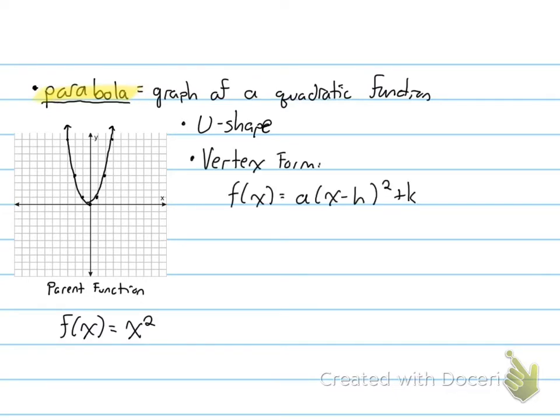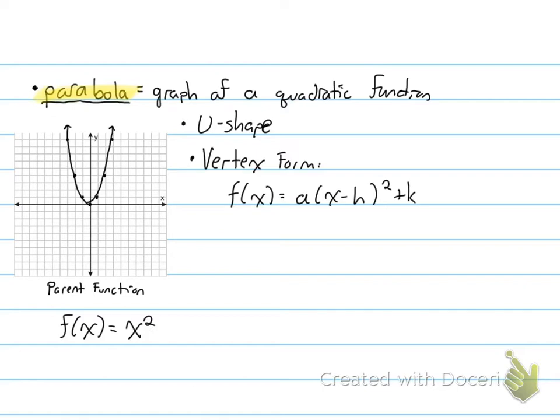Vertex form of a parabola or a quadratic function is f of x equals a times x minus h squared plus k. And what you might notice is that vertex form of a quadratic is almost identical to general form of an absolute value. Really, the only thing that changed here is that instead of x minus h in absolute values, it's x minus h in parentheses and it's squared.